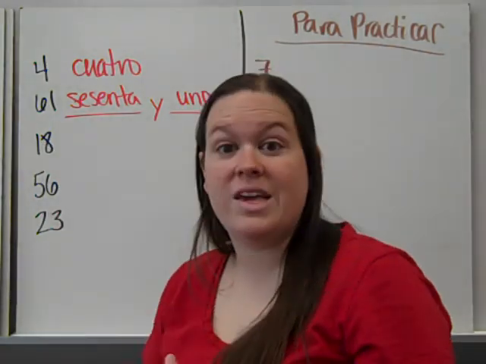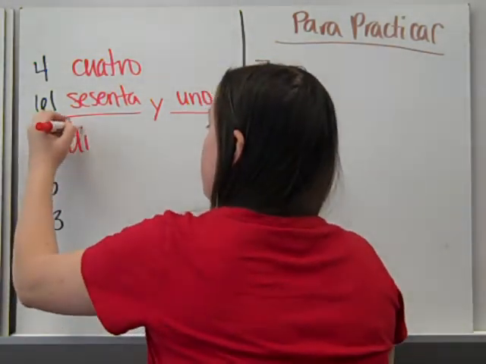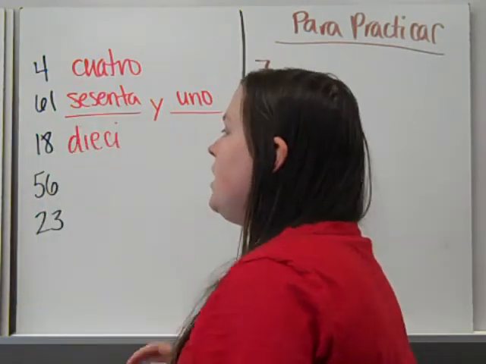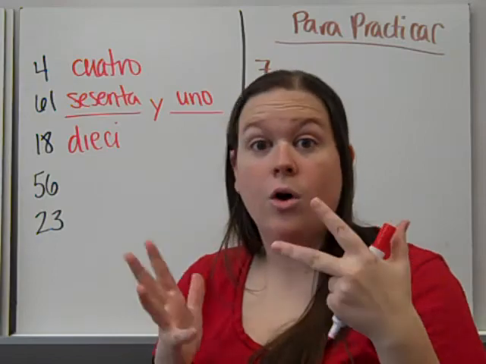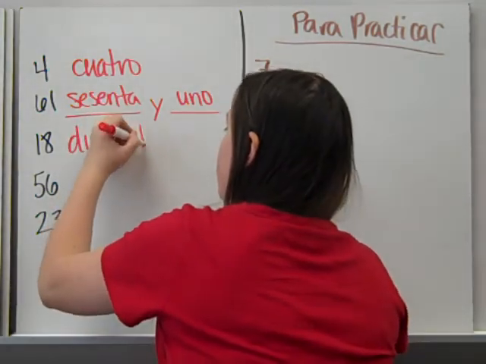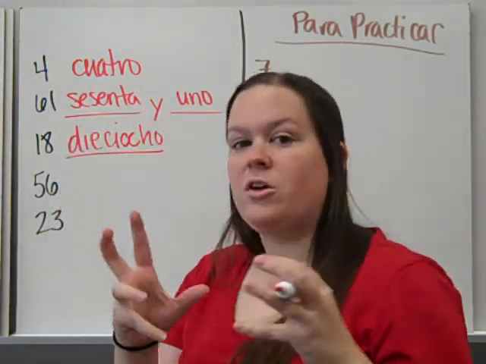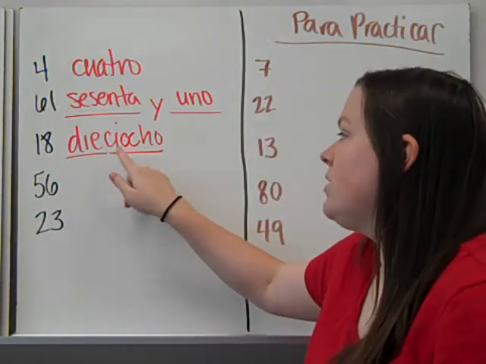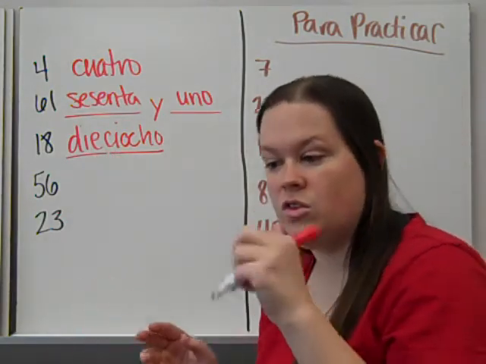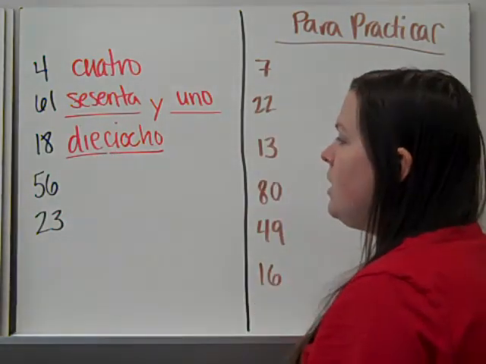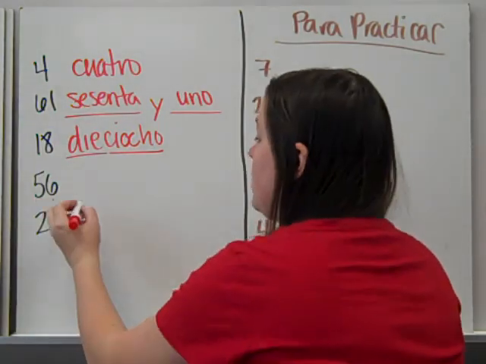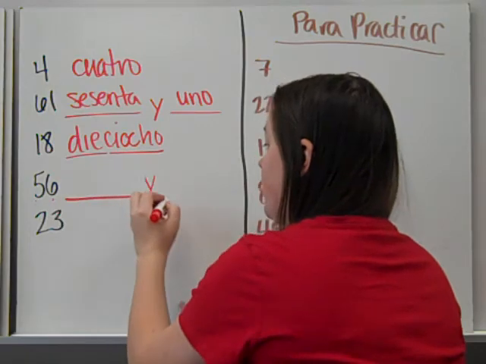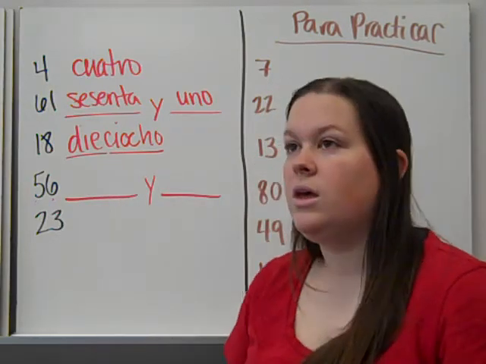18, that's one of our DIECI numbers. DIECI. And then 8 is 1, 2, 3, 4, 5, 6, 7, 8. So 18. And that's smushed together into one word. Remember, there's no Z and there's no Y. They change letters. 56, we have another double-digit number. So we need our tens value and then our ones value.